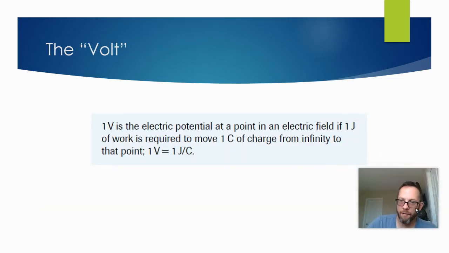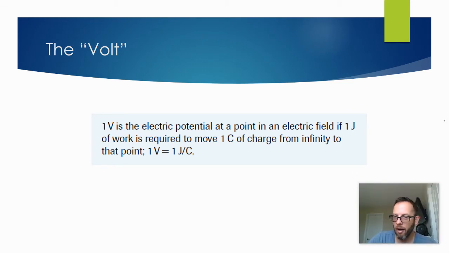This gives us a definition of the volt. Now, I don't have any specific spot on your lesson sheet for this, so maybe you want to jot this down somewhere. But 1 volt is the electric potential at a point in an electric field if 1 joule of work is required to move 1 coulomb of charge from infinity to that point. So it gives us just an idea of what the volt is.